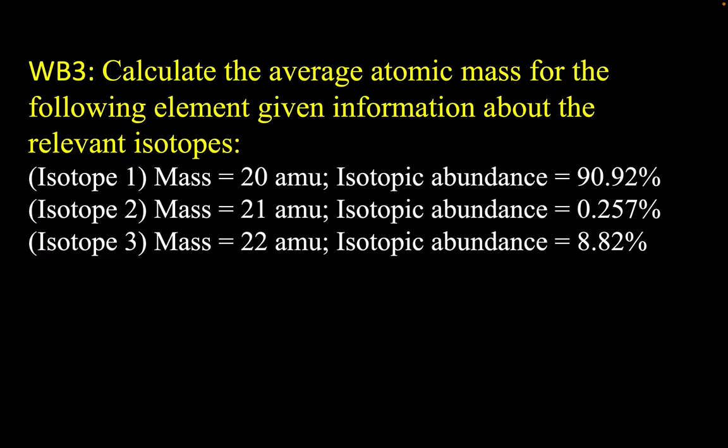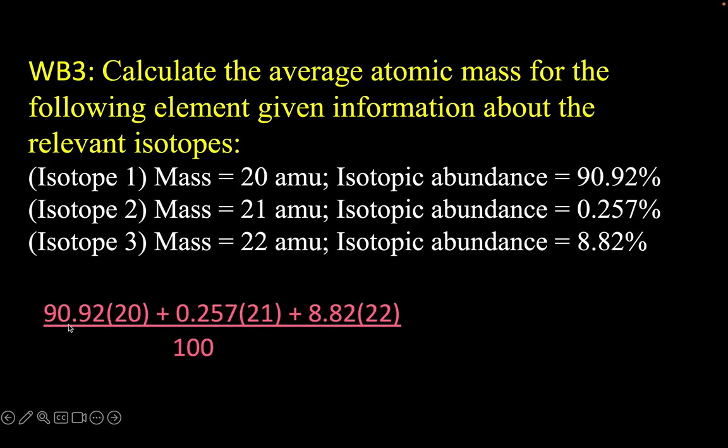on the quiz here coming up in a little bit for you. But no matter how many isotopes there are, you're going to be given an abundance, a percentage. So for whatever this element is, I know that 90.92% of it weighs 20, so it has 20 protons and neutrons. 0.257% has 21 protons and neutrons, and 8.82% has 22 protons and neutrons. So you're just going to find the average. So you're going to take the abundance times its mass. So 90.92 times 20, 0.257 times 21, 0.882 times 22.